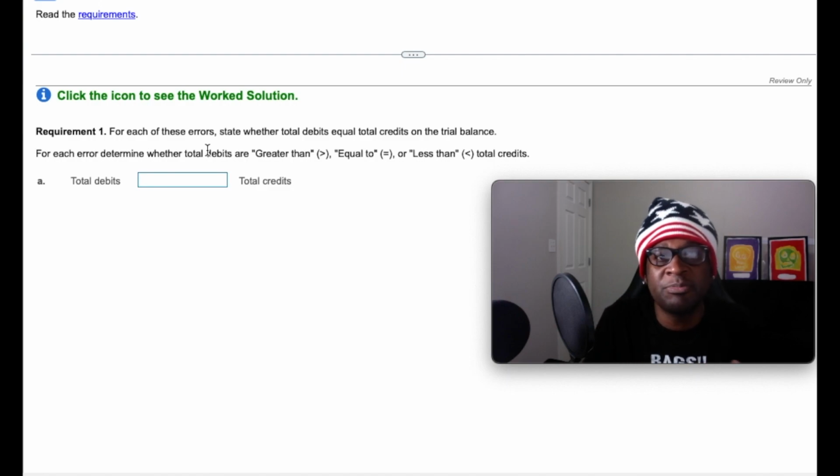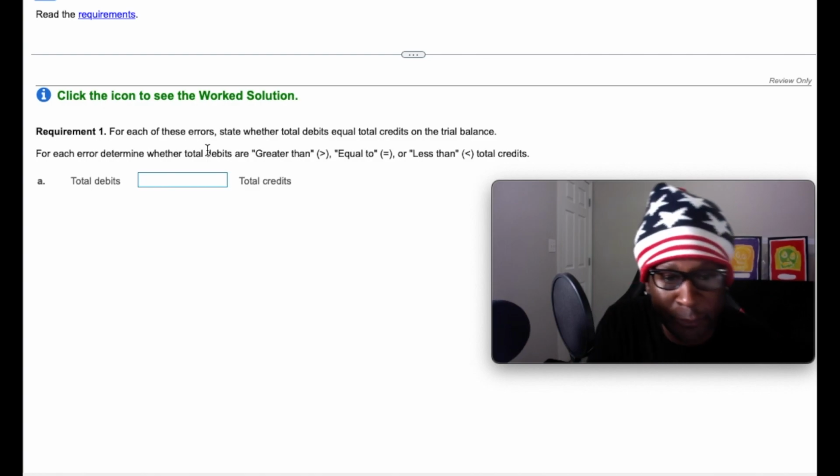And so based on these particular errors that were made, we will be able to decipher whether each side on the trial balance is equal, greater than, or less than the debits or the credits. So let's go to the first one.